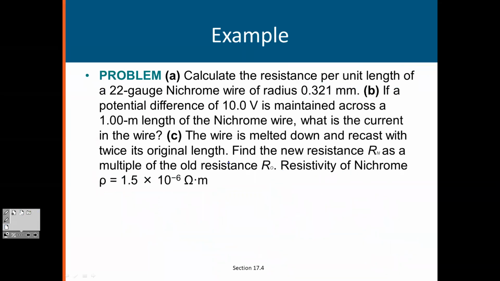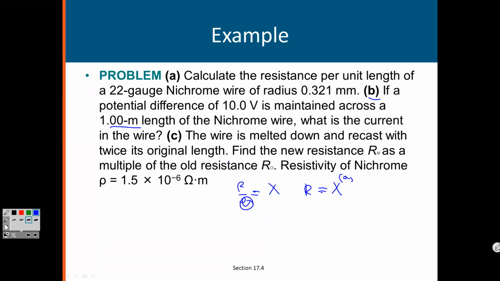Right, so we got A. Now what about B? If a potential difference of 10 volt is maintained across a 1 meter length of the nichrome wire, what is the current in the wire? So now we have found the resistance per unit length, whatever the value, let me call it X. We multiply it by the length, which is 1 meter, because we have now a 1 meter wire. So multiplying by 1 means the same thing. The resistance will be whatever value you found in A, let me call it X.